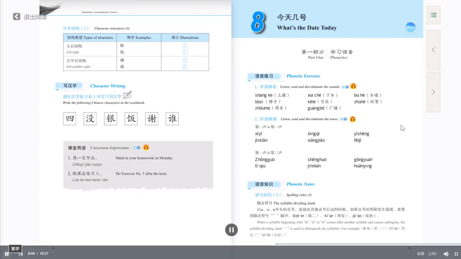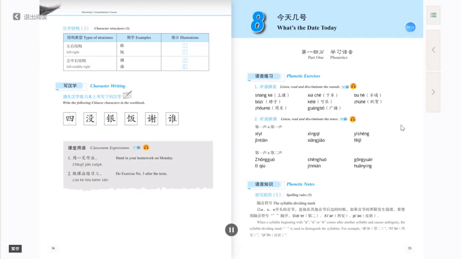2. 听读变调，第一声加第一声。西医。今天。星期。香蕉。医生。飞机。第一声加第二声。中国。踢球。生活。今年。公园。欢迎。 Okay, please read again.